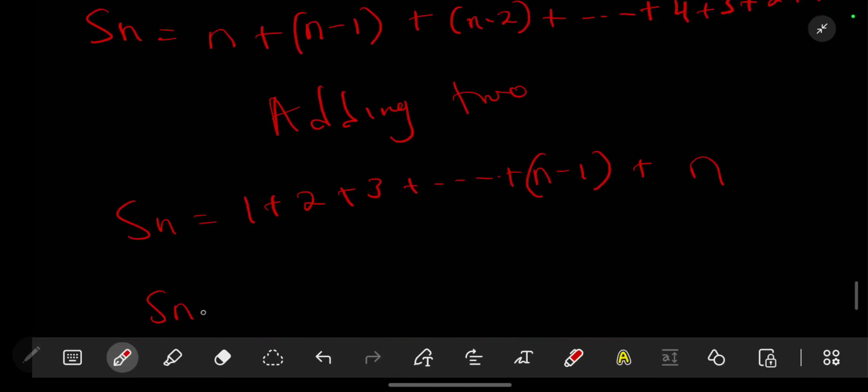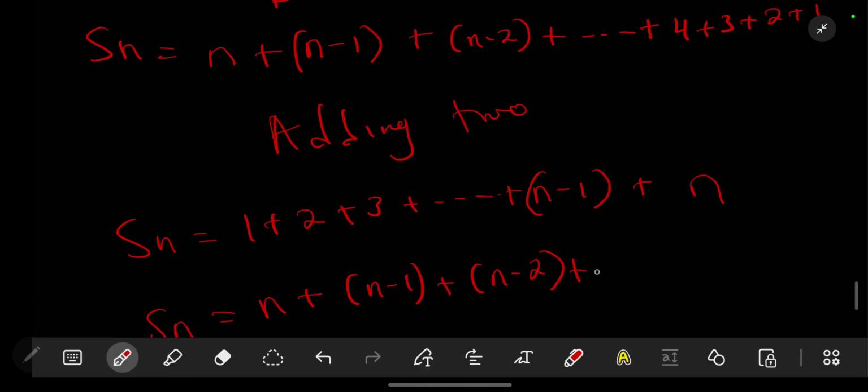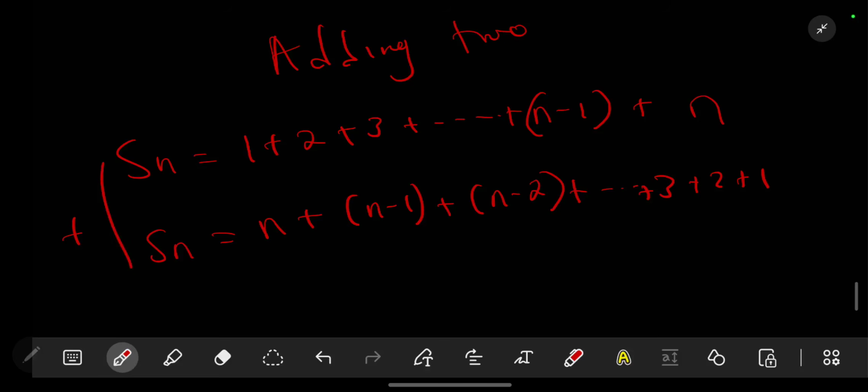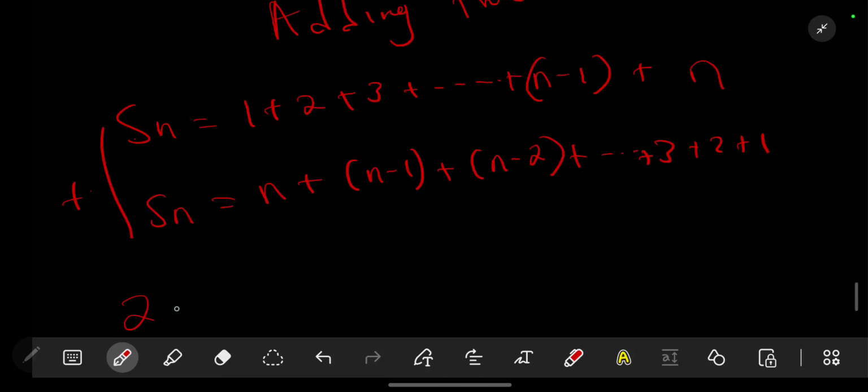Then backwards, Sn is equal to n plus n minus 1 plus n minus 2, plus dots, 3 plus 2 plus 1. So what we are going to do is add them. So this is how it looks. Sn plus Sn is 2Sn. Now look at the behavior.